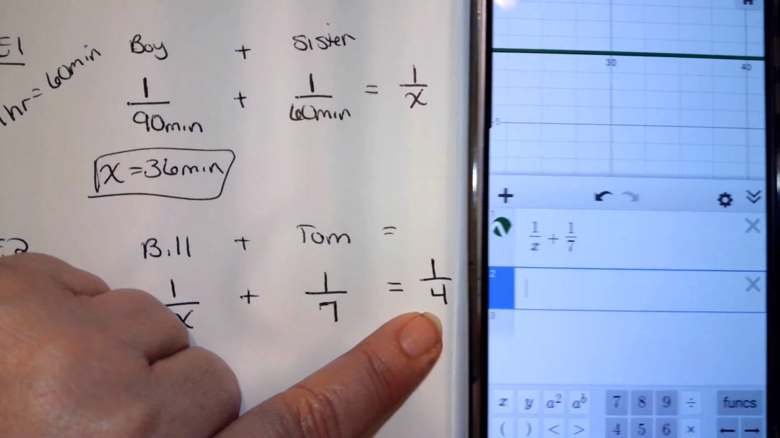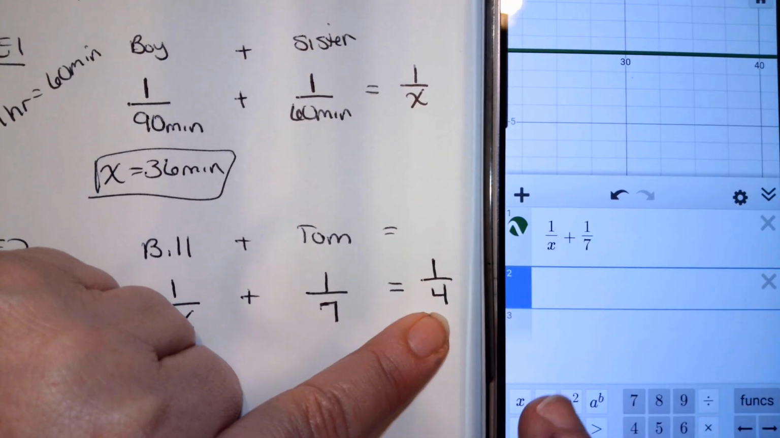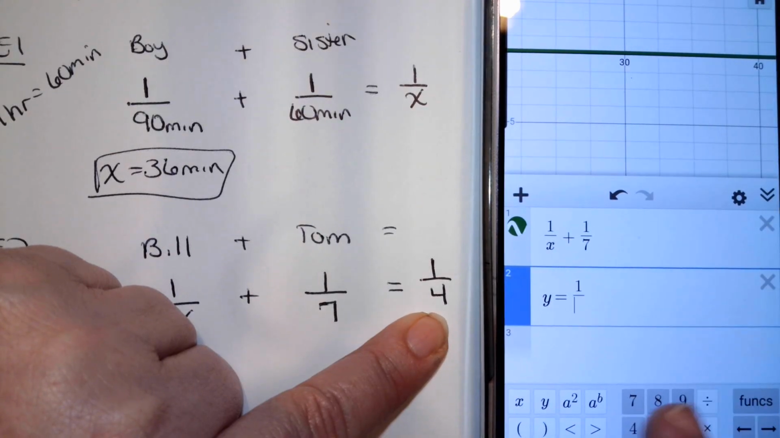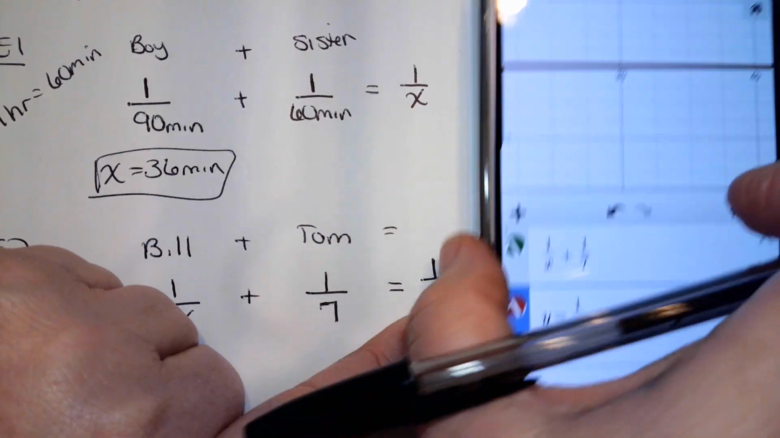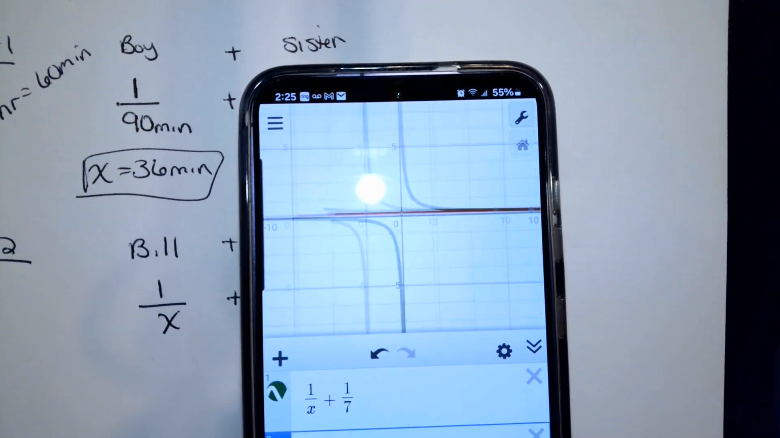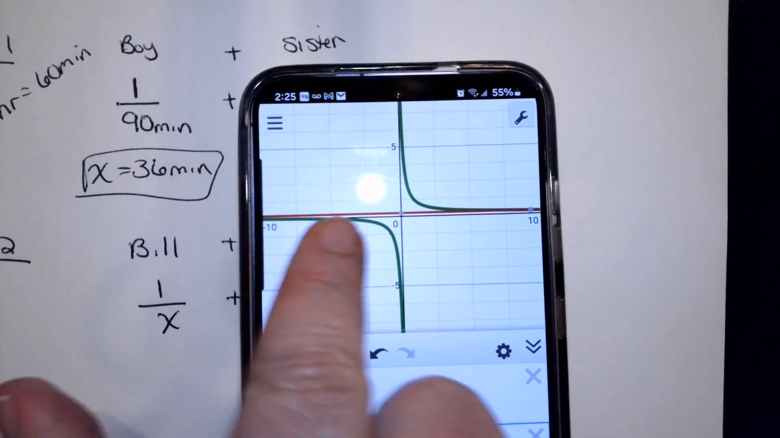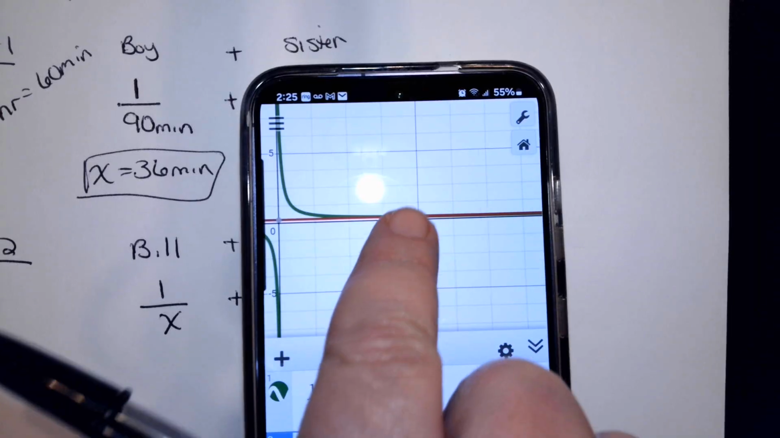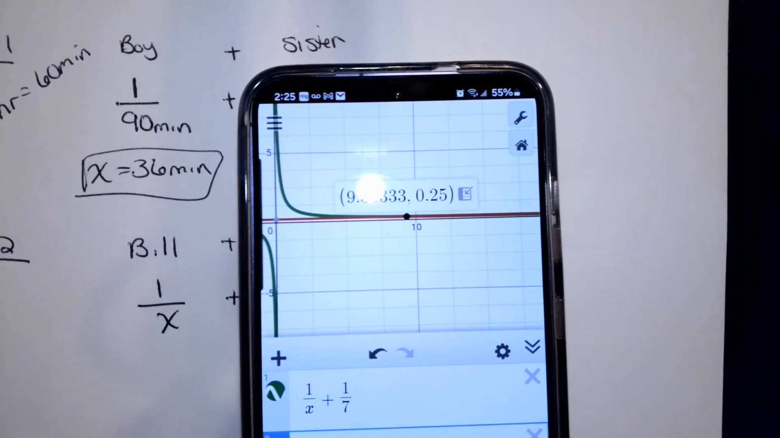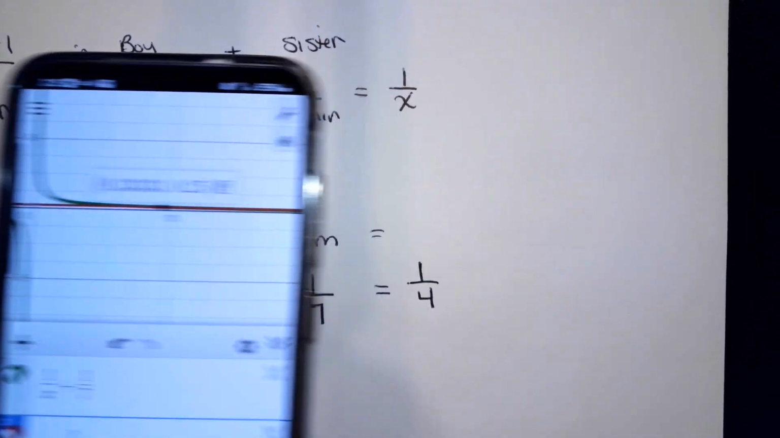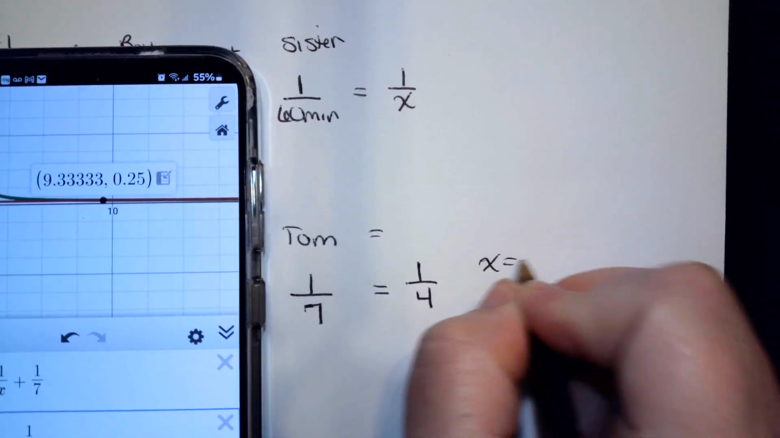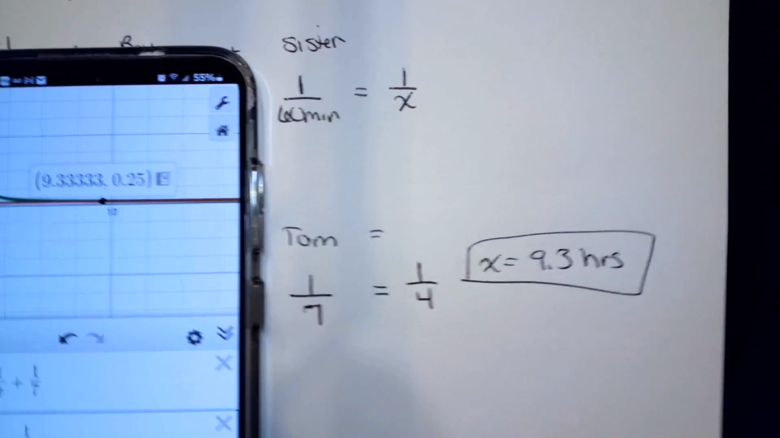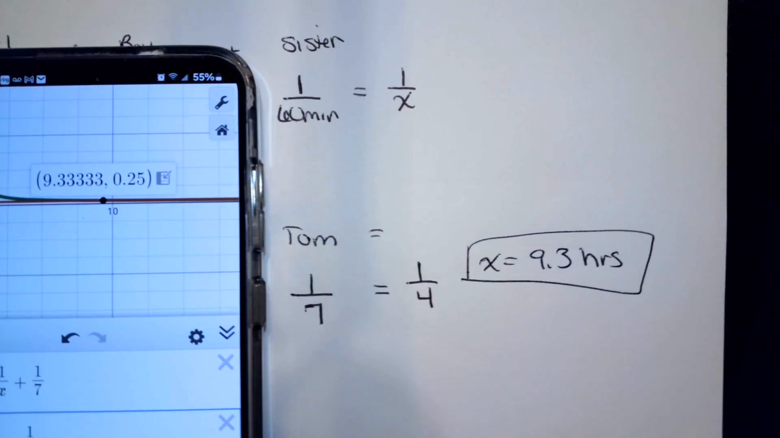So the right side does not have a variable, so I've got to do y equals 1/4. All right, I'm going to go back to my home screen, so I'm just going to hit the home button. Again, I know it's not going to be on the negative side, so let's just tap our graph and look right there. We already see that it's going to take Bill about 9.3 hours. So here x equals 9.3 hours. And yes, it is that easy.